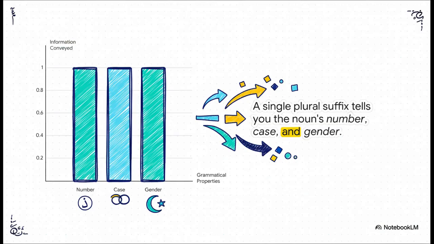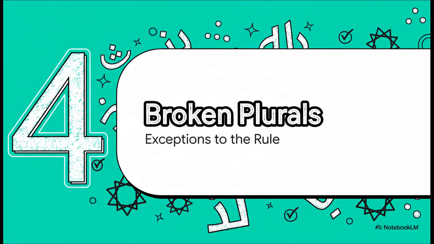Okay. This is where it gets really wild. The plural suffixes are even more powerful than the dual ones. With just one tiny ending, like una or atan, you now know three pieces of information. You know the number is plural, you know the case, and you know the gender. All of that is packed into one little suffix. It's incredibly information dense.